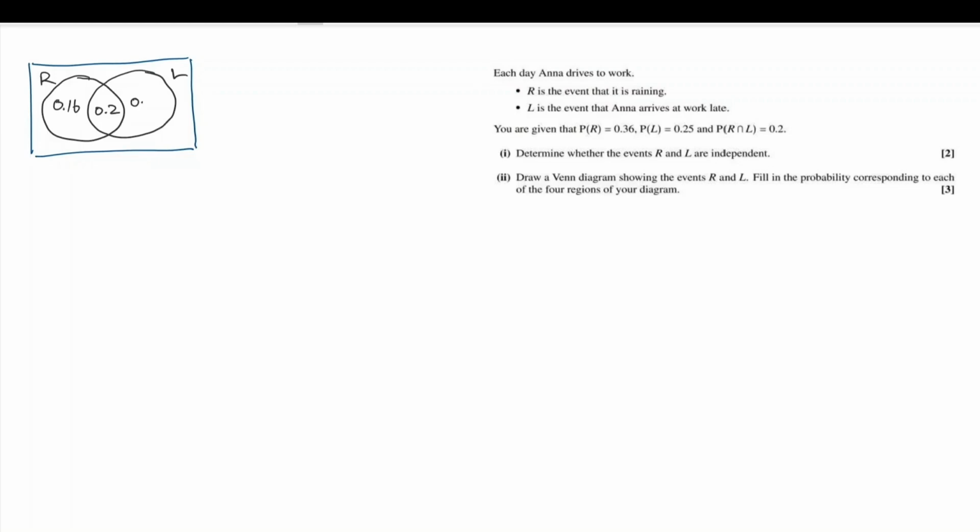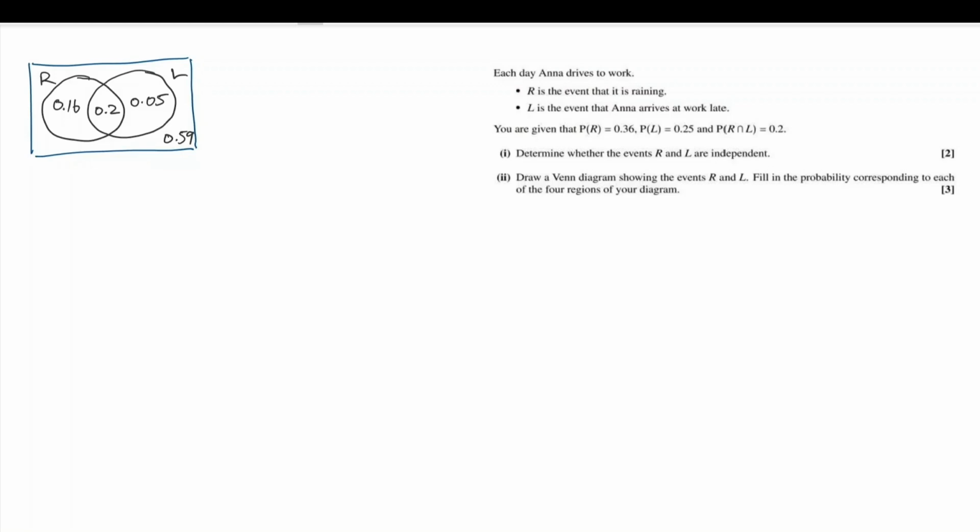So R needs to add up to 0.36, so I'll get a 0.16. And L needs to add up to 0.25, so I've got a 0.05. What's left on the outside is going to be 0.59. So I've got a full Venn diagram. I'm anticipating I may well be able to use this somewhere else in the question. It's going to help me to sense check my answers and make sure I'm using the correct probabilities going forward.